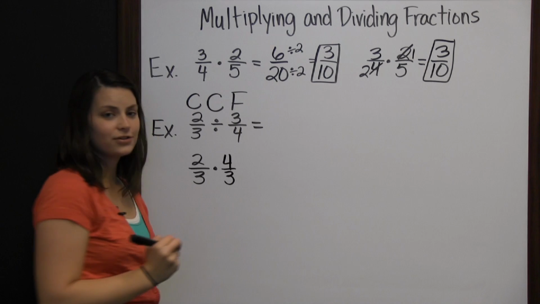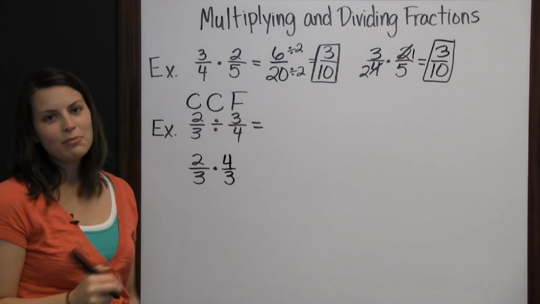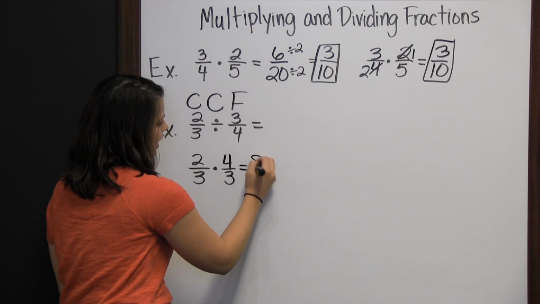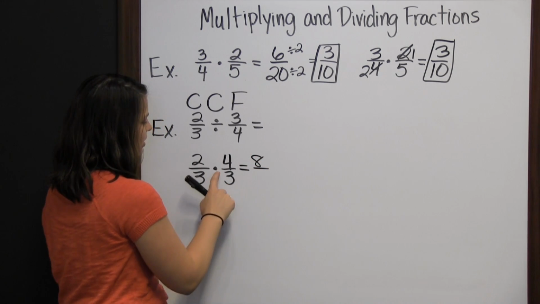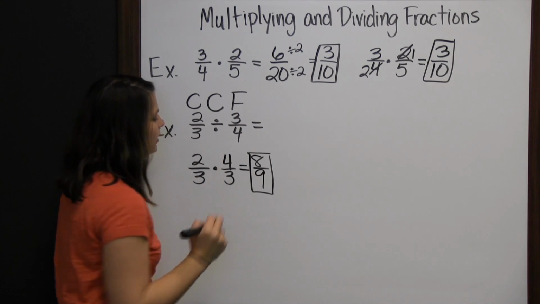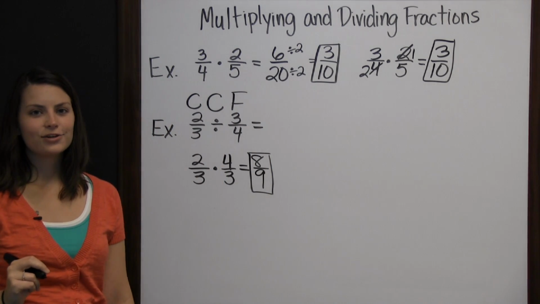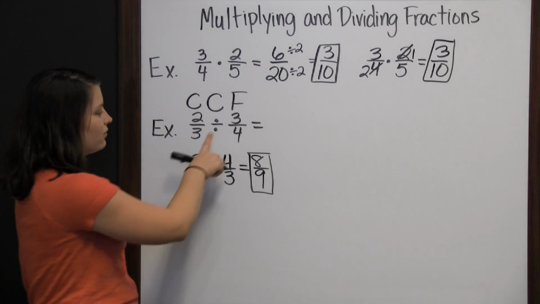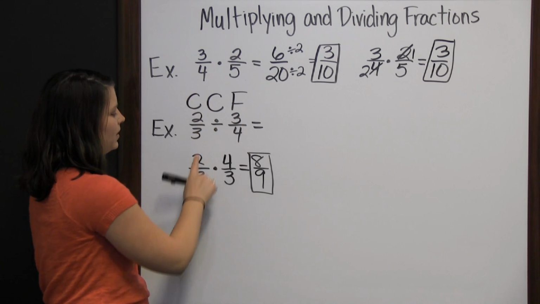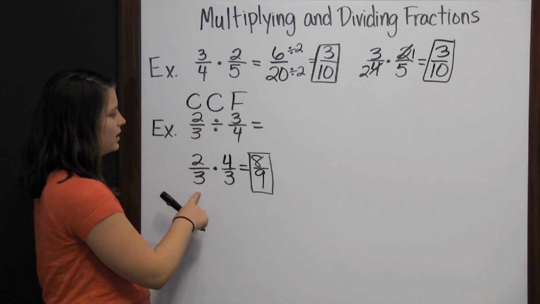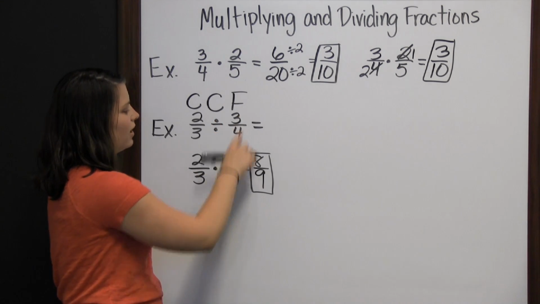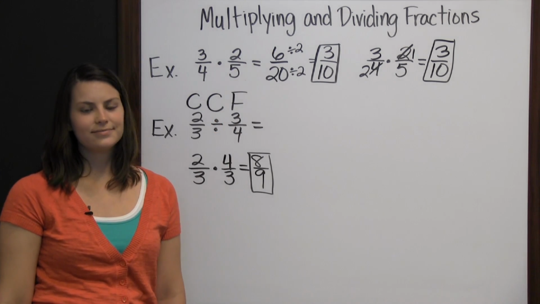So it's now 4/3. And now we multiply like normal. 2 times 4 is 8, and 3 times 3 is 9. And that can't be simplified, so 8/9 is our answer. When dividing fractions, just remember CCF. Copy the first fraction exactly as it is, change division to multiplication, and flip the last fraction.